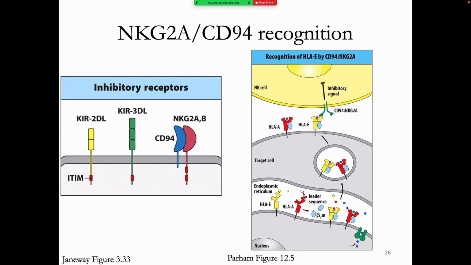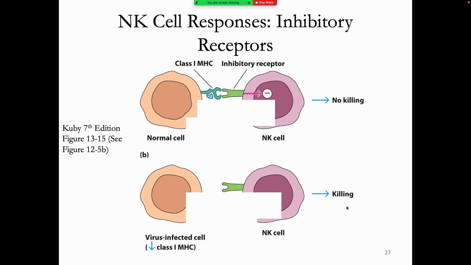So this seems great. And this is sort of how you can imagine what we've talked about so far. If we have a normal cell that has normal MHC, that MHC is going to bind to an inhibitory receptor to turn off the NK cell, and the NK cell is not going to kill. And if we have a cell that lost its MHC for some reason, the NK cell has nothing to inhibit it, and so the NK cell is going to kill. So this is what we've seen with the NK cell so far.